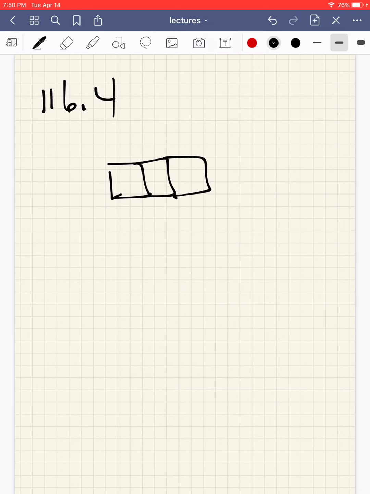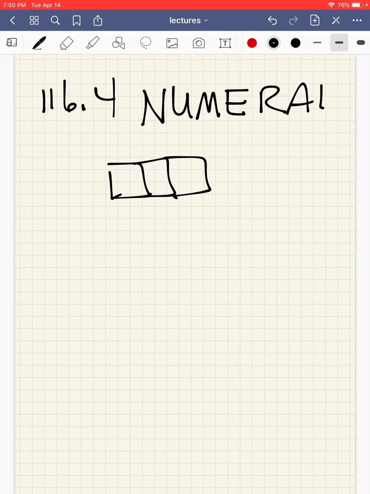On page 471, it says how many 3-letter signs can be made from the letters in the word numeral if no repetition is permitted. So we have to count how many letters we have. 3, 4, 5, 6, 7. Is that what you get?